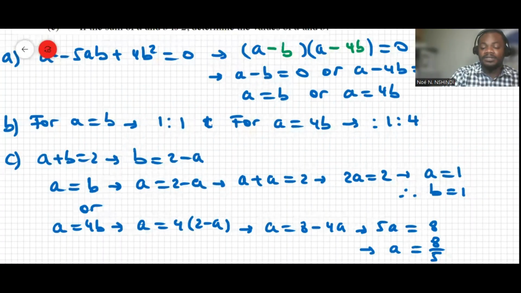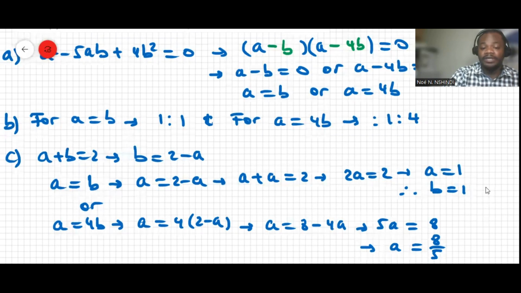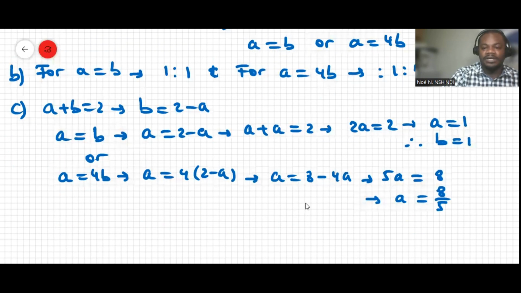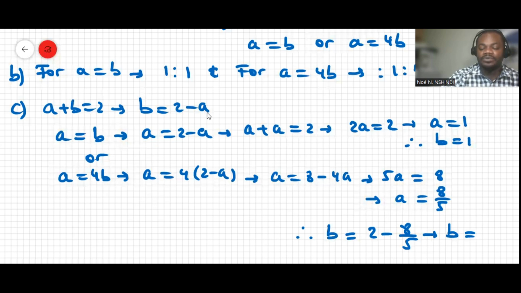And now that we find a equals 8 over 5, we can also find the corresponding b value, okay? Because we said a equals 4b, right? And then b equals 2 minus a. So therefore, b will be equal to 2 minus 8 over 5. If you use a calculator, that makes 10 minus 8 over 5, which is 2 over 5. b will be 2 over 5. Okay, now we're done.